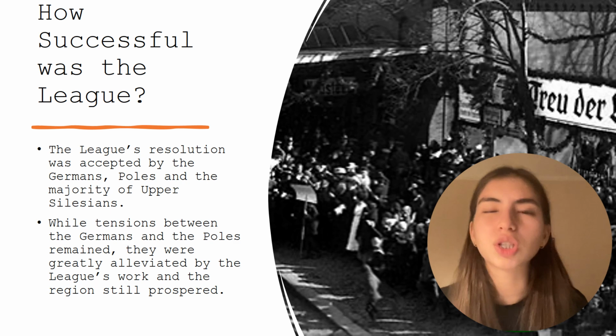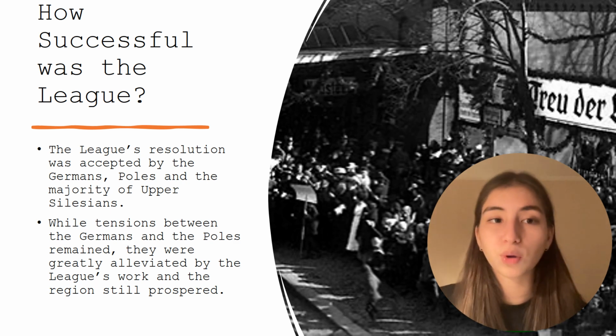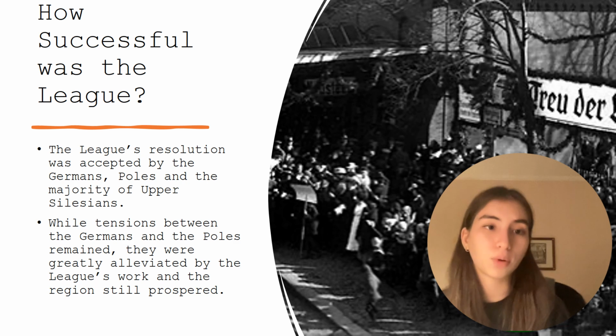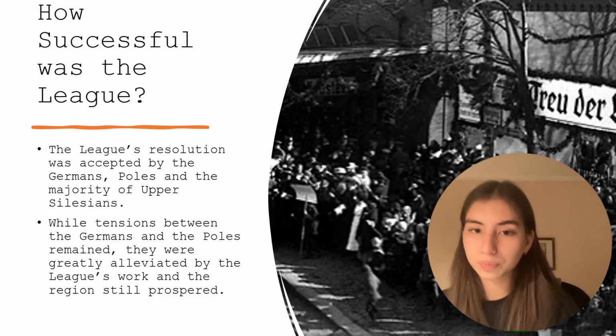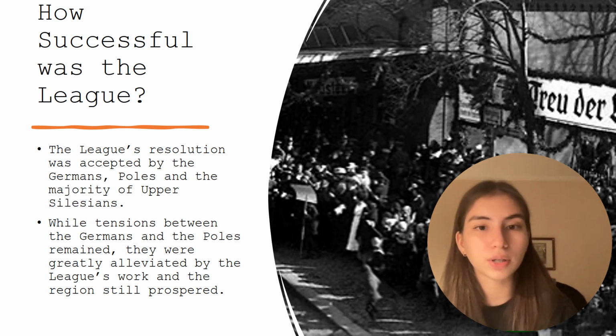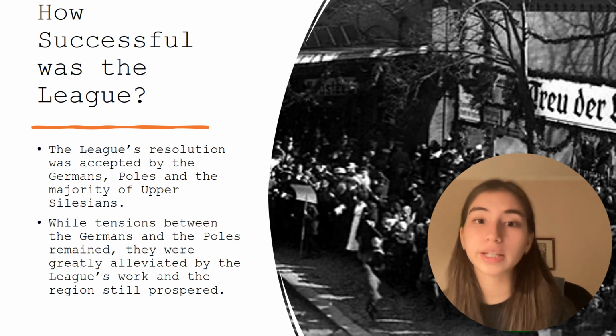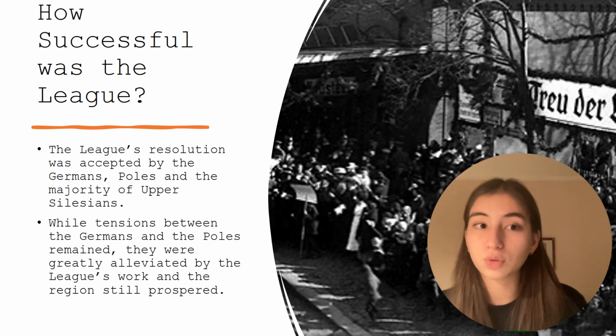So how can we judge the League? How successful was the League? The League's resolution was accepted by the Germans and, very importantly, by the Poles and the majority of Upper Silesians. So the Upper Silesian crisis is a very important success for the League of Nations. It's one of the biggest ones of the 1920s.